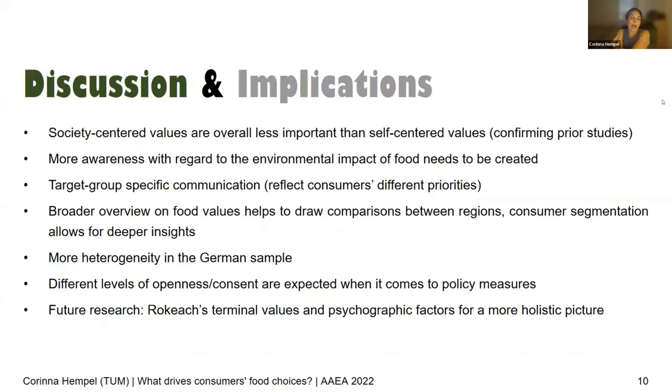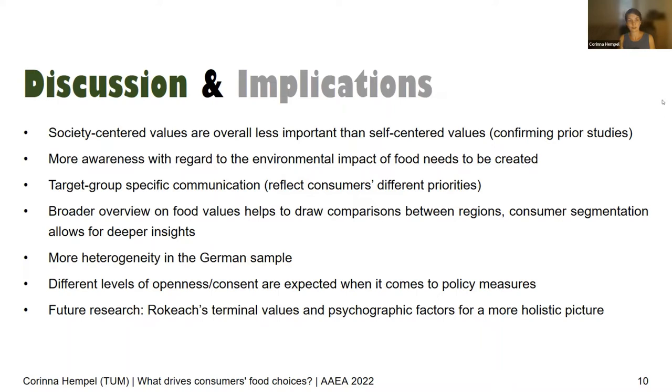Overall, we could also show that society-centered values are less important than the self-centered values. This confirms prior studies. This really is important because actually we need to create much more awareness with regard to the environmental impact of our food choices. And our results also point at the necessity to apply target group specific communication, because consumers really have different priorities when it comes to their food choices.